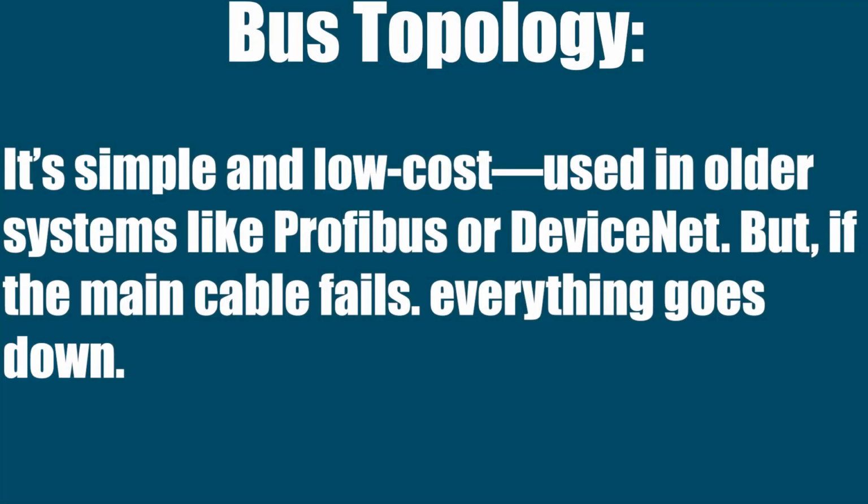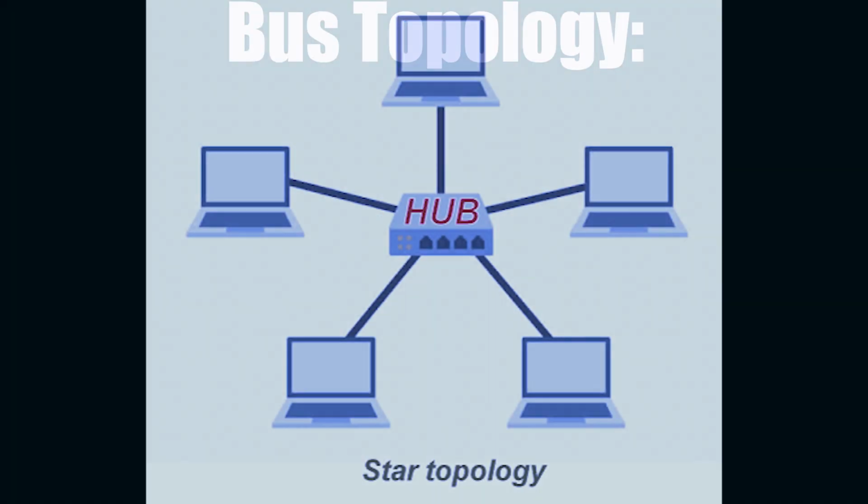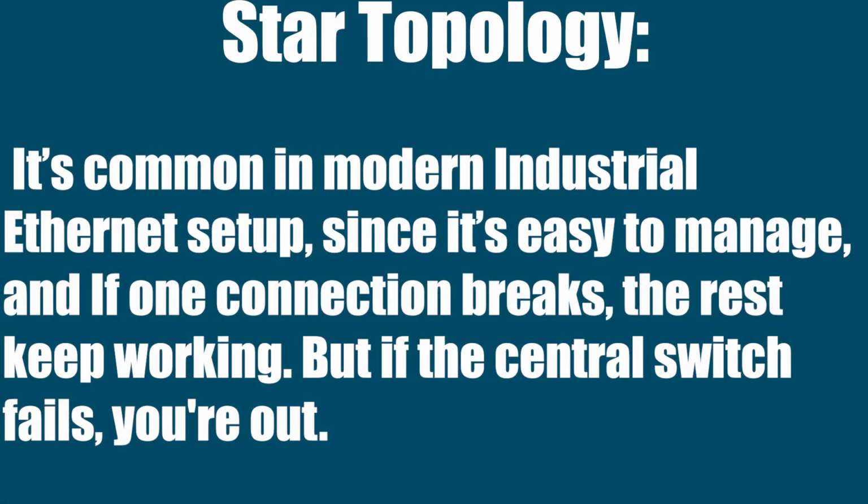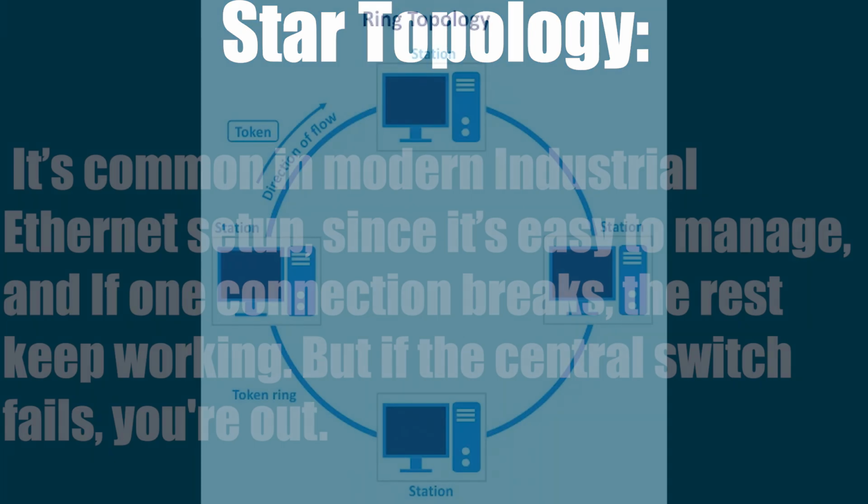It's simple and low cost, typically used in older systems like Profibus or DeviceNet, but if the main cable fails, everything goes down. Then you have star topology. With the star topology, each device connects to a central hub or switch. It's a lot more common in modern industrial Ethernet setups, since it's easier to manage, and if one connection breaks, the rest keep working. But if the central switch fails, you're out.